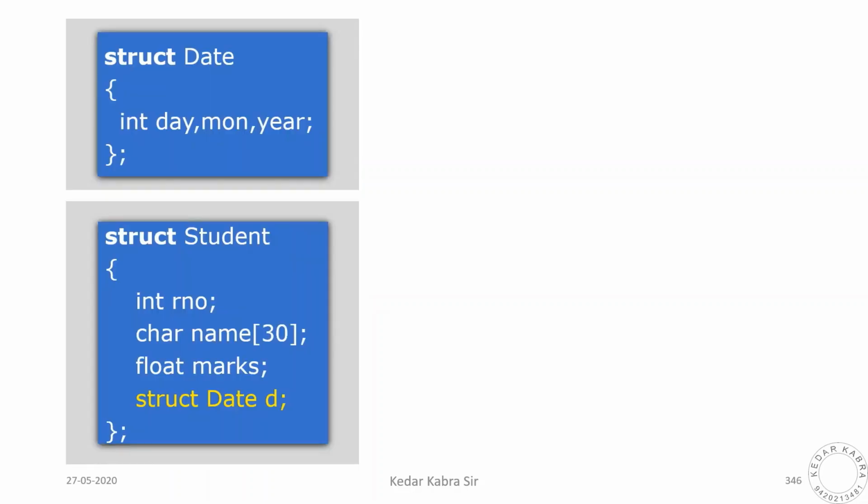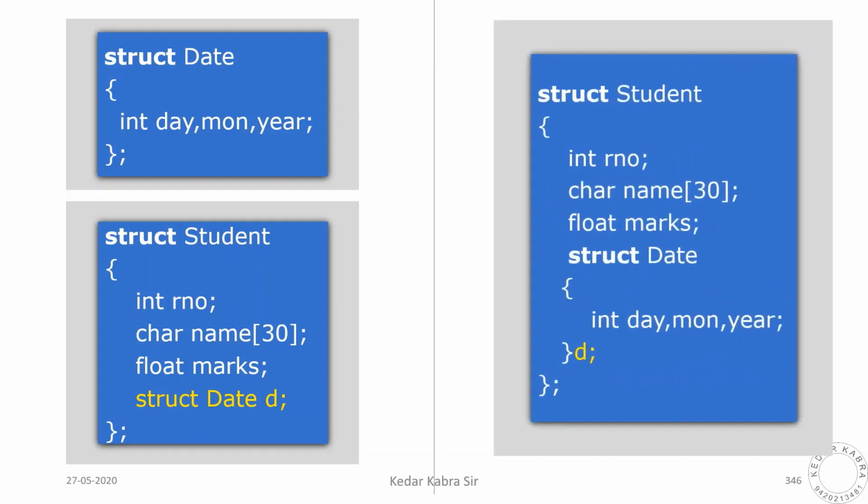In this case, we have created both structures separately and included D as a member of structure student. Another way is to include the definition of one structure in another structure like this. Here we have included complete definition of structure date inside structure student and created a member D.